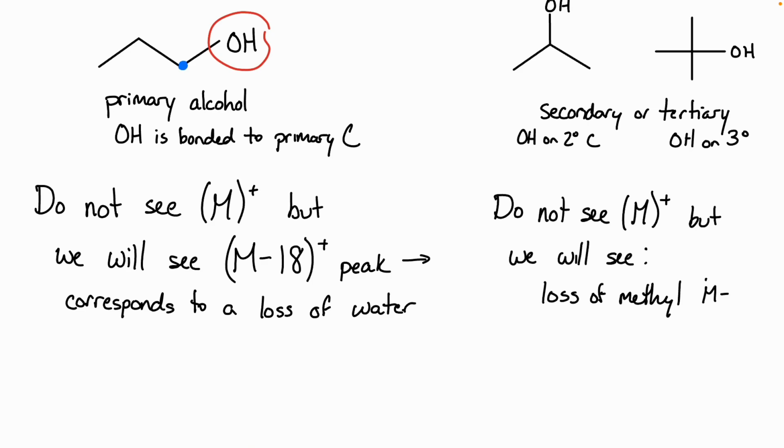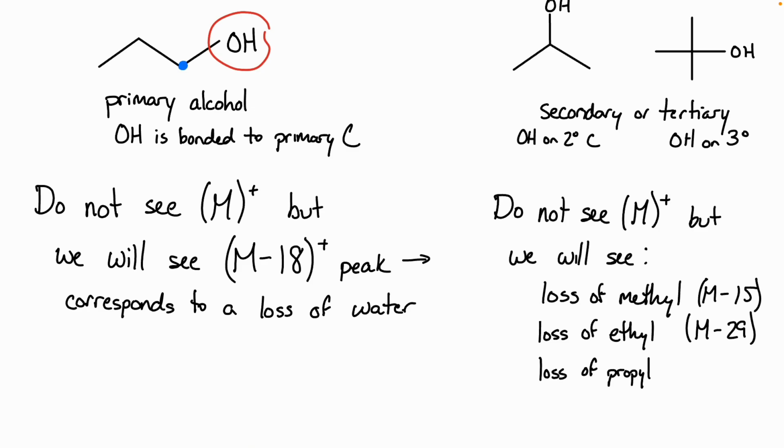that would be M minus 15. The loss of an ethyl group would be M minus 29. The loss of a propyl group, et cetera, et cetera. Okay? So this is definitely playing it on hard mode here.